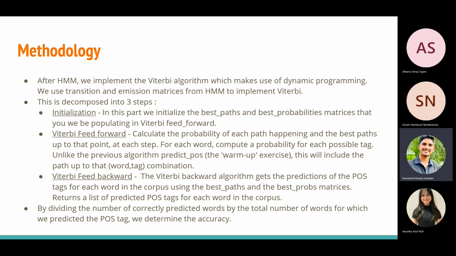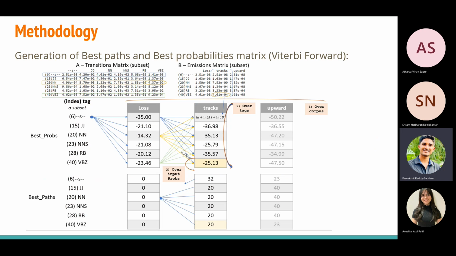Then we would have feed forward, feed backward. The Viterbi backward algorithm gets the predictions of parts of speech tags for each word in the corpus using best paths and best probabilities matrices that we have generated in the previous step. This step returns a list of predicted parts of speech for each word in the corpus. The accuracy for this model can be determined by dividing the correctly predicted words by total number of predictions made so far. From here, my teammate Atharva will take over.